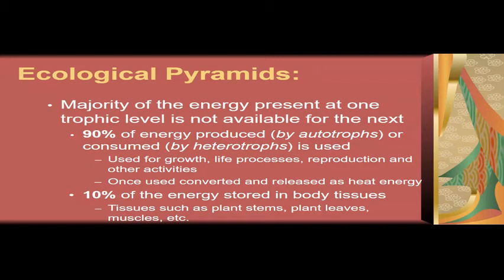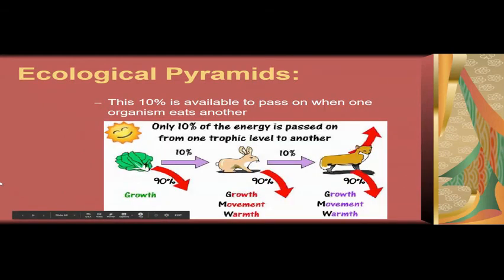Once the energy is used, it's converted and released as heat energy, which is unusable for work. That leaves 10% of the energy being stored in body tissues. Tissues such as plant stems, plant leaves, muscles of animals, etc. It's that 10% that's available to pass on when one organism eats another.